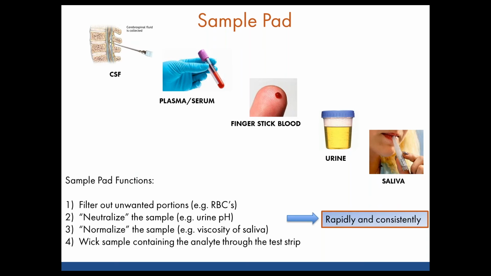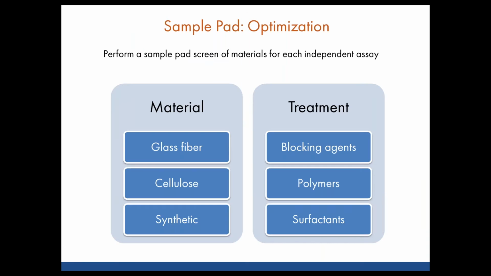It needs to neutralize the sample, such as the urine pH, and it needs to normalize the sample, such as the viscosity variations seen in saliva samples. Most importantly, it needs to do all of these functions rapidly and consistently before wicking the sample through the test strip. It needs to provide the same recovery of analyte regardless of the sample variation.